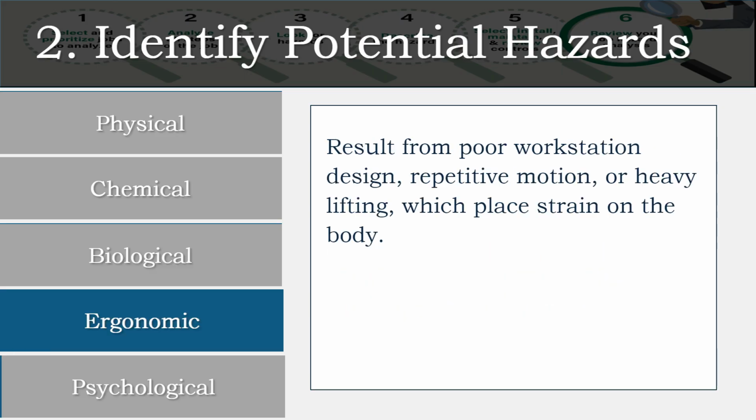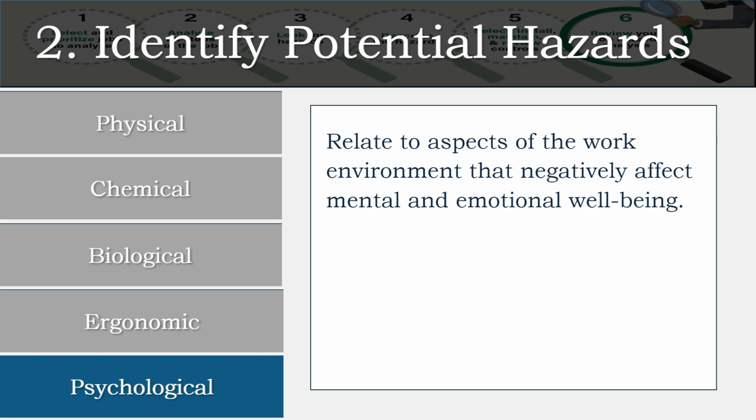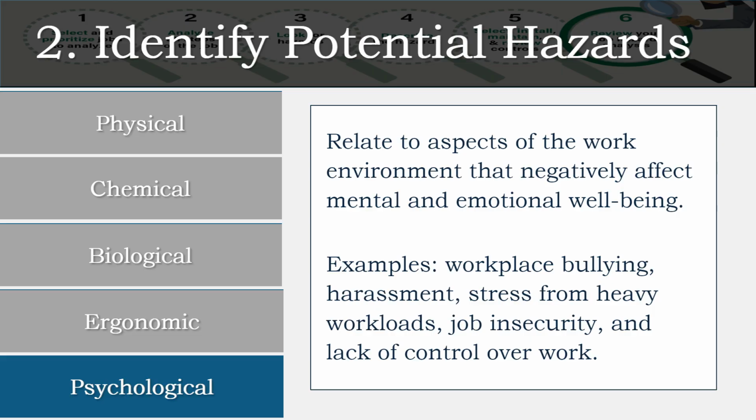Ergonomic. These result from poor workstation design, repetitive motion, or heavy lifting, which place strain on the body. Examples include awkward postures, repetitive motion, improper workstation setup, and long periods of sitting. And psychological. These relate to aspects of the work environment that negatively affect mental and emotional well-being. Examples include workplace bullying, harassment, stress from heavy workloads, job insecurity, and lack of control over work.